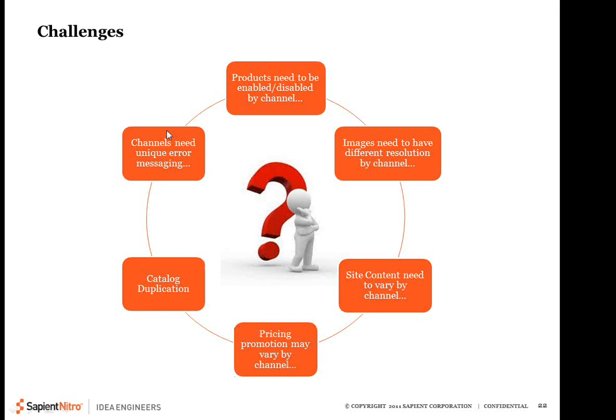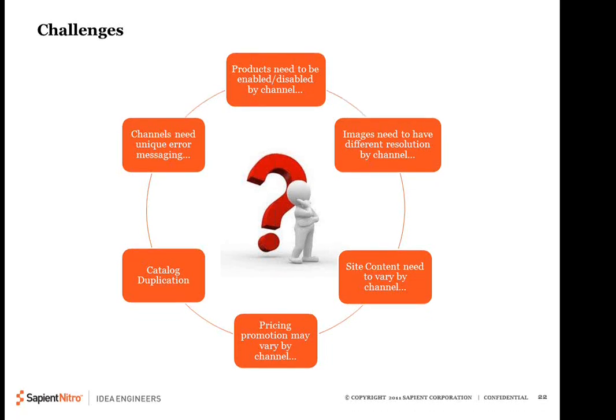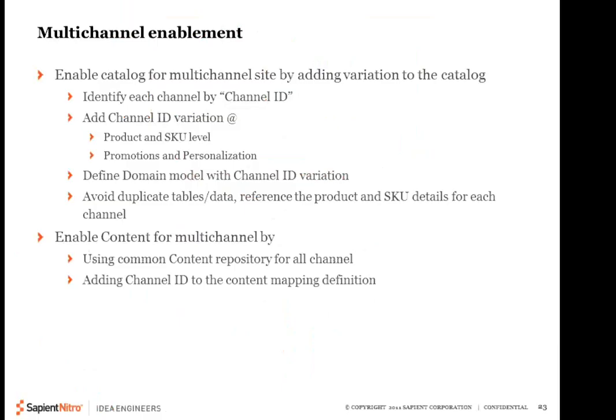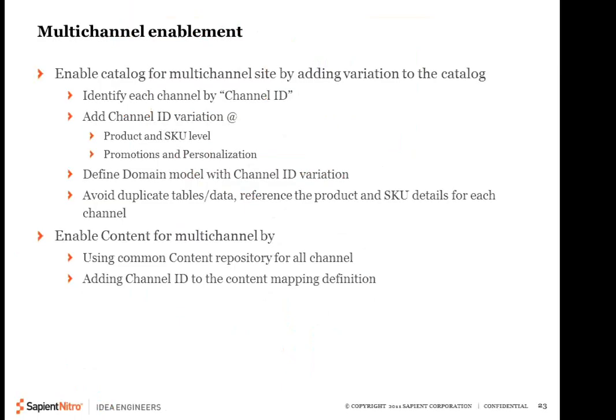Catalog duplication, and channels need unique error messaging. If I have to build the catalog for each and every channel, then it becomes catalog duplication. That means all your catalog maintenance, provisioning the catalog into the database, and your database sizing, all of this will get duplicated, and you will not have a consistent catalog layer for all the channels. So how do I enable the multi-channel capability for the catalog and the content?